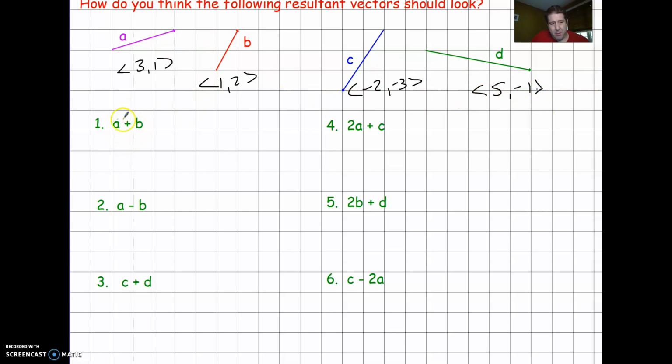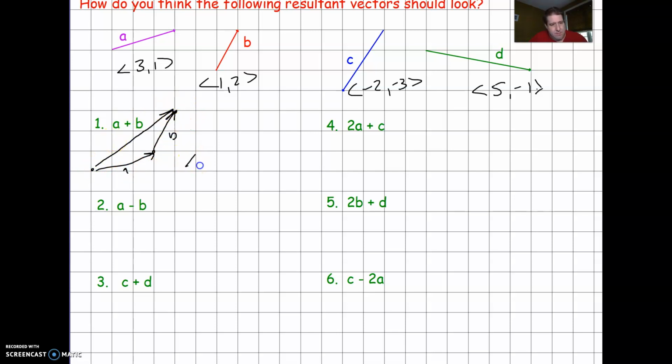So if I'm going to do a plus b, I'm going to do it graphically and by adding. So a plus b would be this plus this. That's going to go right 3 up 1. So there's vector a, and then vector b is going to go right 1 up 2 more. So there's a, there's b, and the resulting vector would be this.